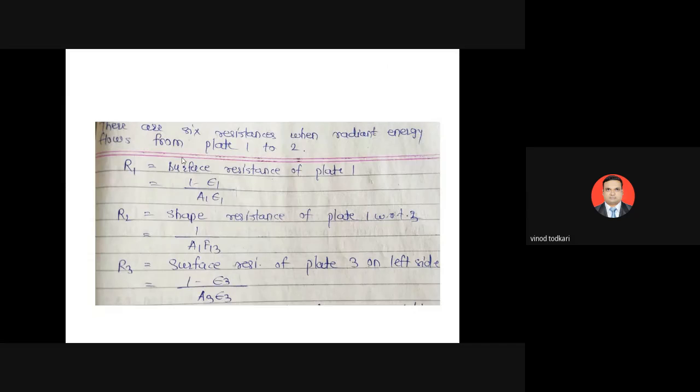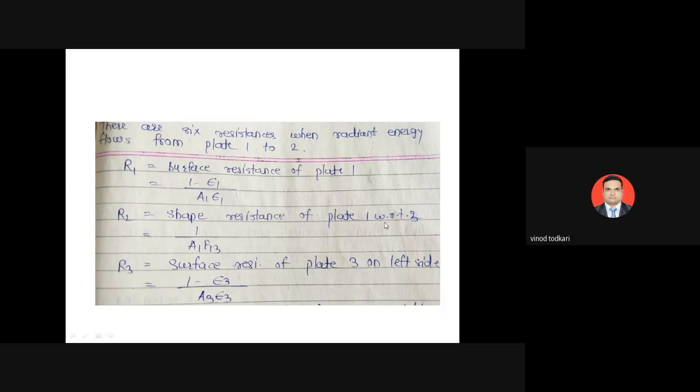Now I will repeat. What is R1? 1 minus epsilon 1 upon A1 epsilon 1. R1 is the resistance offered at the first plate itself. What is R2? Shape resistance of plate 1 with respect to 3. The formula for shape resistance is 1 upon area into shape factor. Now 1 with respect to 3, so F will be F13, and as it is emitted by 1, it will be A1.